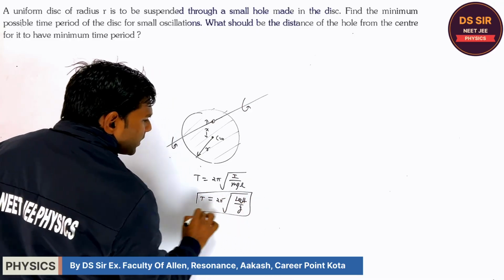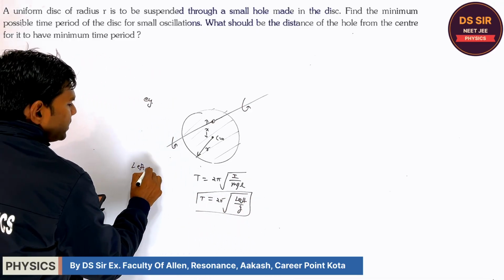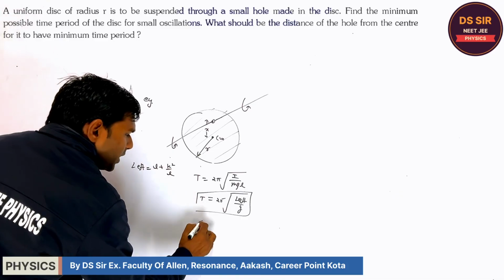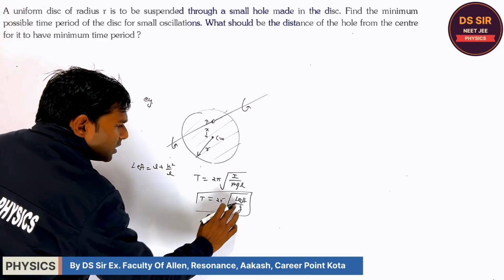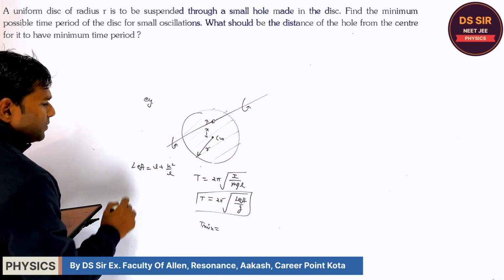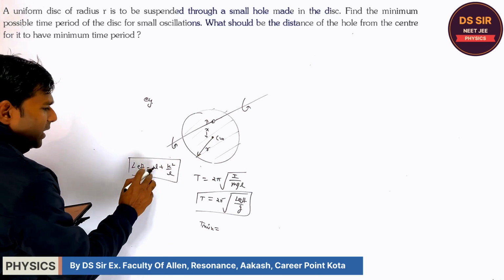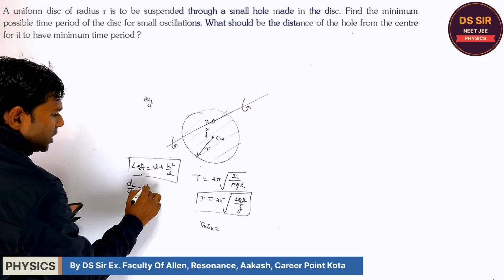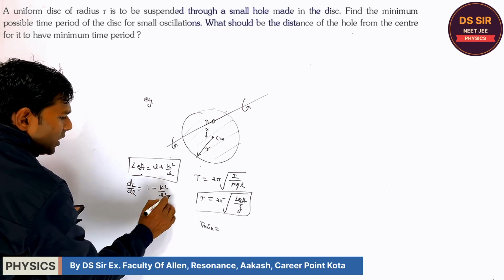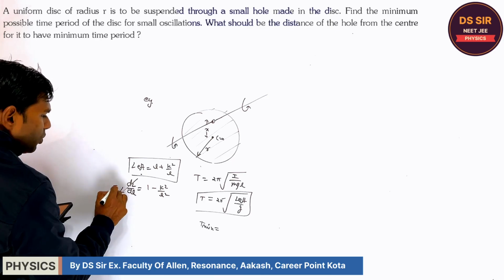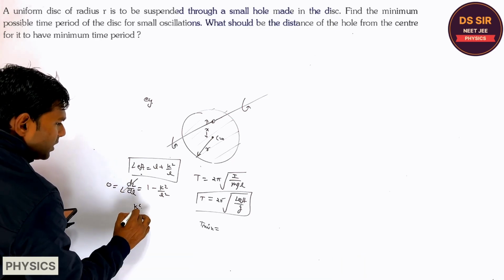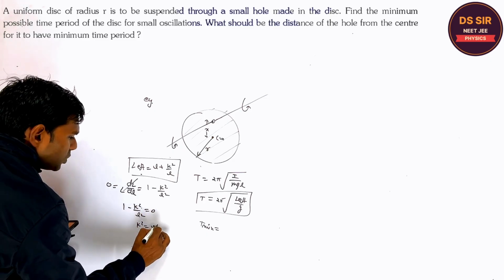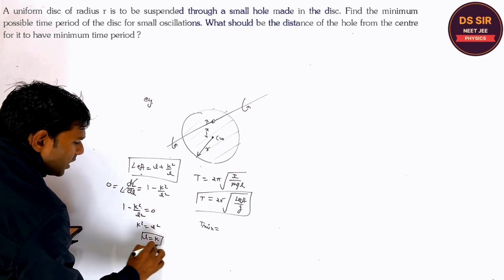Do you know what is L effective? Yes, the effective length is nothing but L plus K square upon L. And for the minimum time period, the effective length should be the minimum. So how to find the minimum length? I think you know this, d L effective upon d L, differentiate: 1 minus K square upon L square, right? Put it equal to 0. 1 minus K square upon L square is equal to 0. So K square is equal to L square, L is equal to K, right?